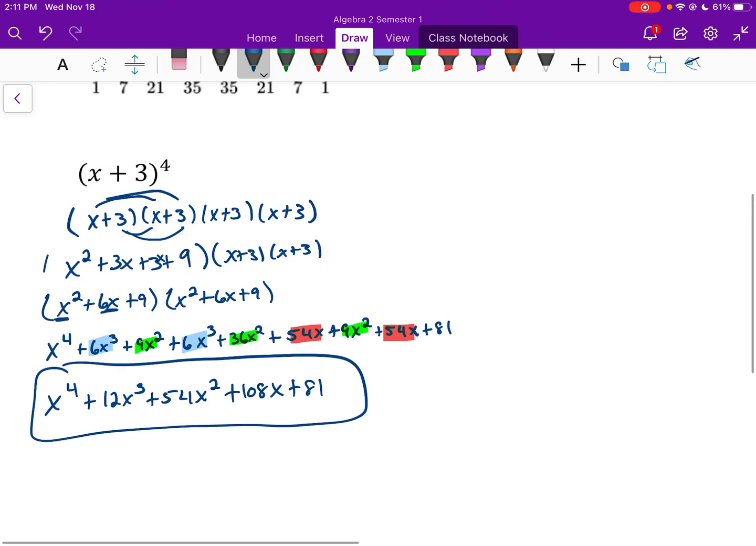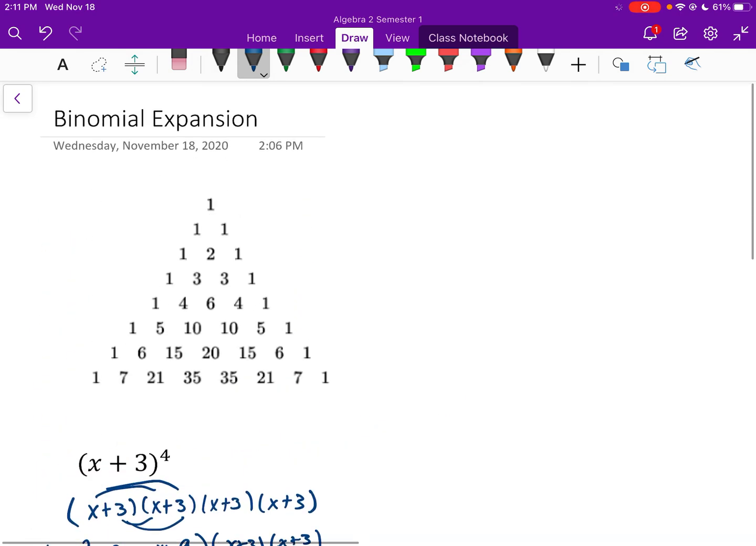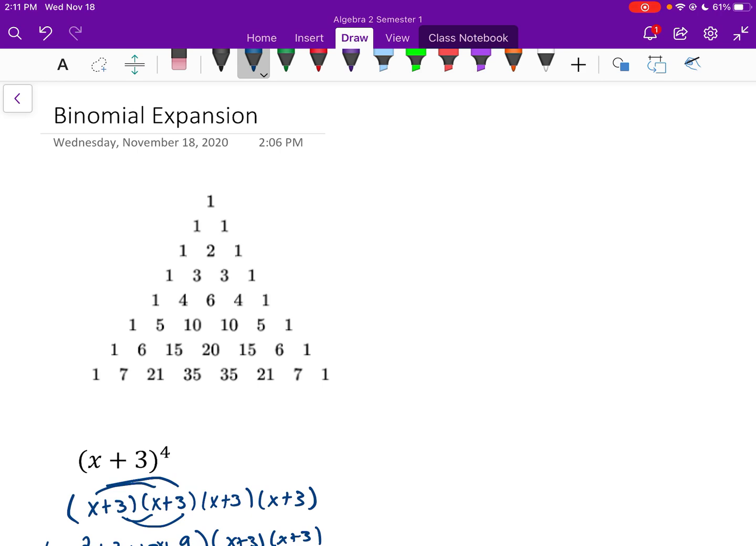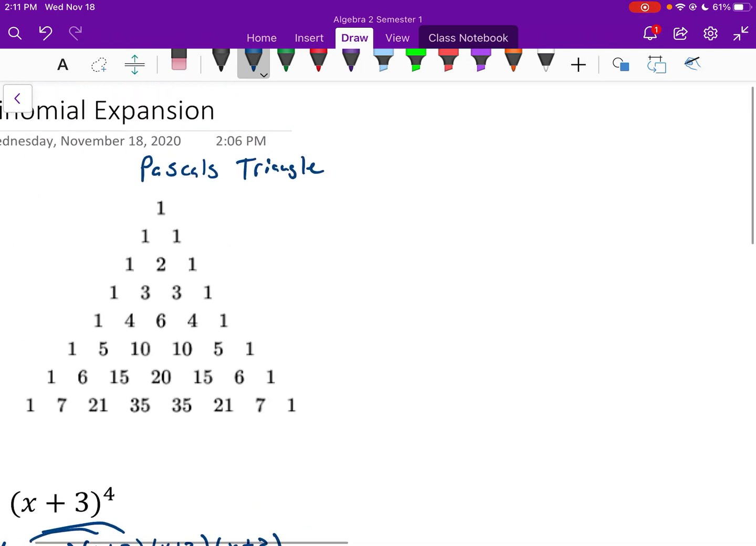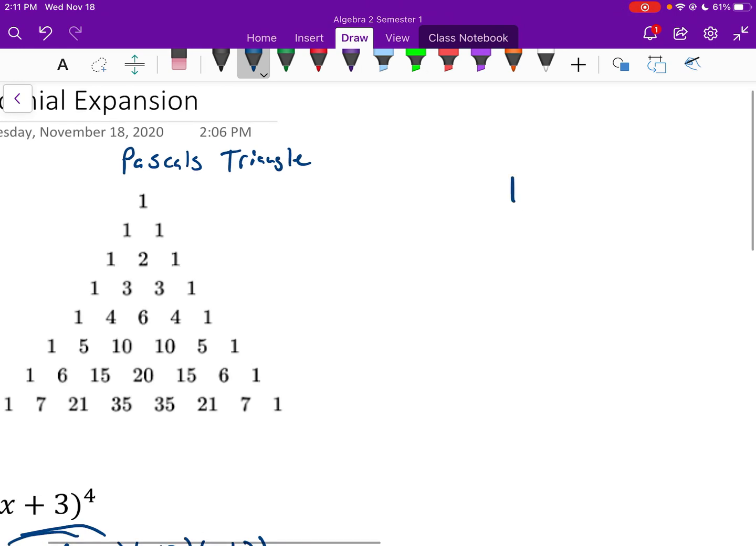Now, the way I want to show you with this video is what we call binomial expansion. With binomial expansion, we use something that is called Pascal's triangle. The way they determine this triangle is you start with the peak, which is 1, and then you get 2 more ones. From there, the outside is always 1, but to get the next term, you add the 2 terms above it.